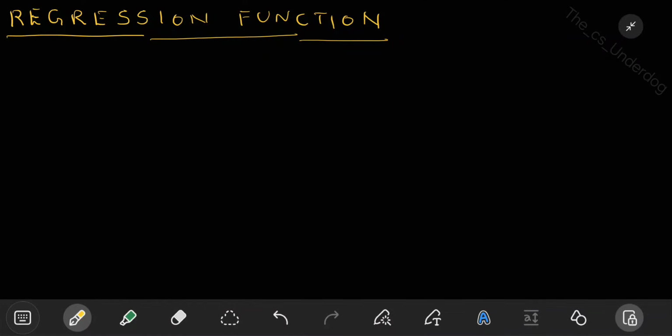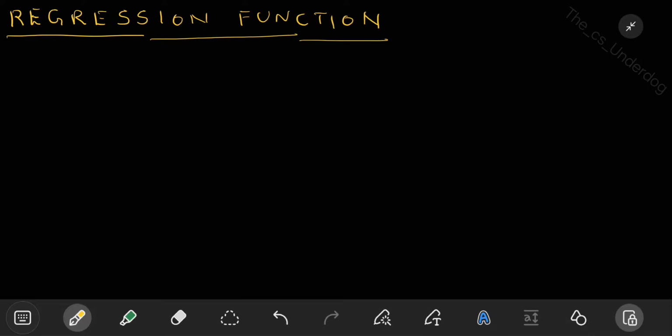Regression function. In the last few lectures, we were going through classification. We learned about different approaches towards classification. Let us look into regression for a few lectures now. So in regression, we need to find the regression function. And how do you find it?